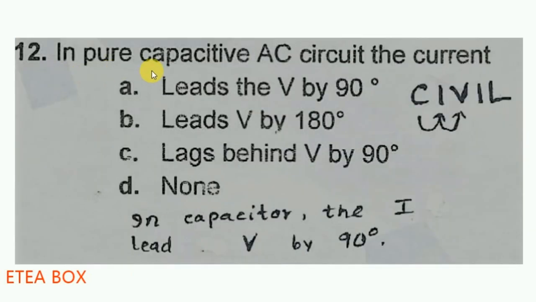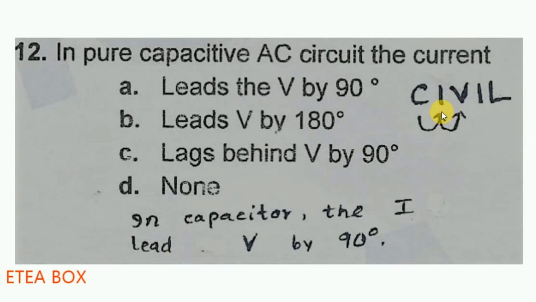In pure capacitive AC circuit, the current is, now here is a trick. Let's suppose CIVIL. This is the trick here, CIVIL. It means that in case of a capacitor, a capacitive AC circuit, the current will lead the voltage by 90 degree. In case of capacitive, the current will lead by 90 degree. Now look here, the current leads V by 90 degree. So option A is the correct one here.